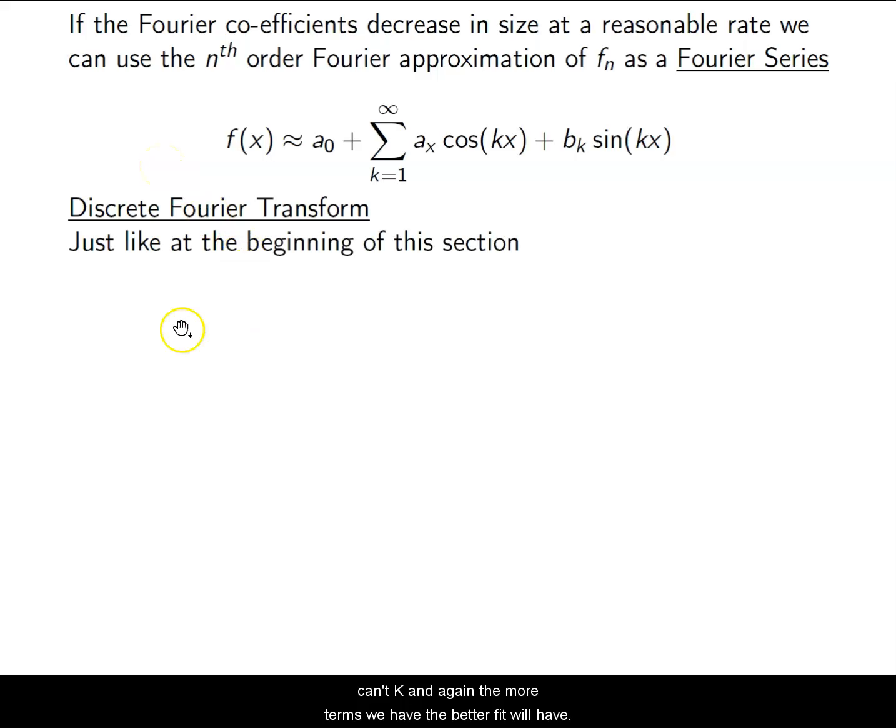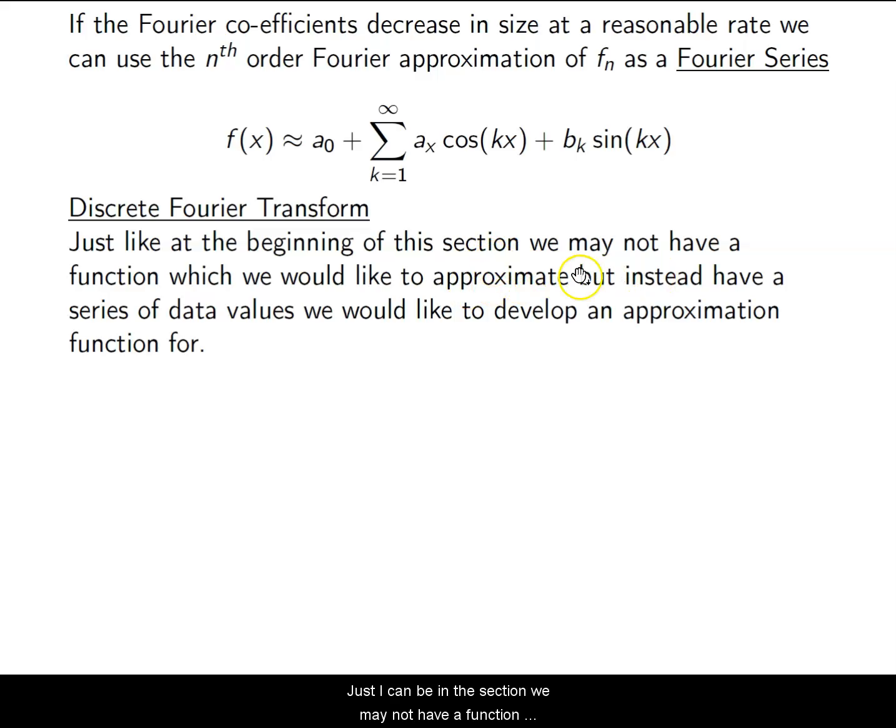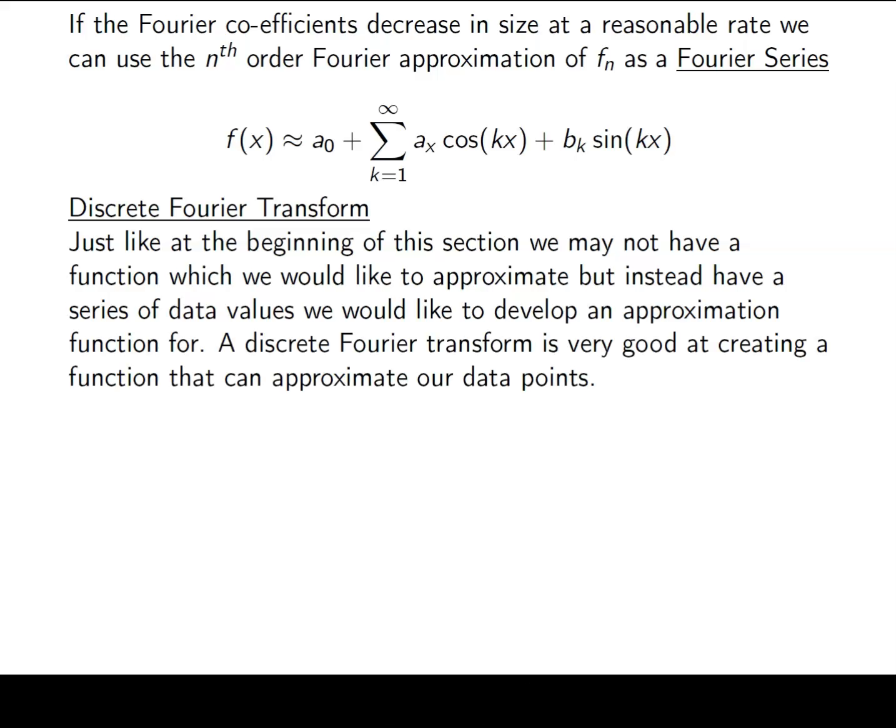Okay, so here, as I said, just like in the beginning of the section, we may not have a function which we would like to approximate, but instead have a series of data values which we would like to develop an approximation function for, because if we have an approximation function, then we can use it to interpolate or extrapolate data, right? A discrete Fourier transform is very good at creating a continuous function, one that's infinitely differentiable and infinitely integrable, right, which is important for us when we have functions that can approximate our data points. And again, the more terms we have, the better that function is at approximating our data.